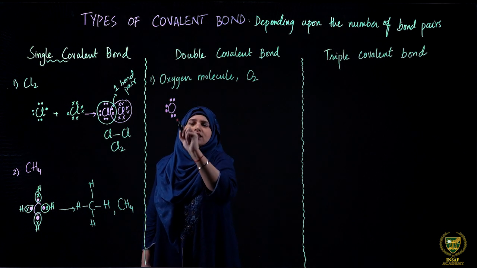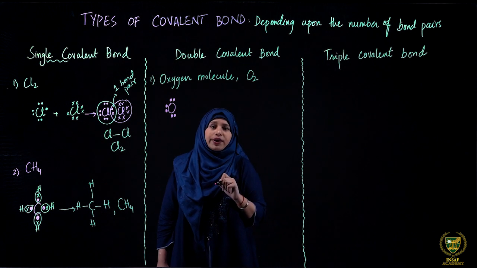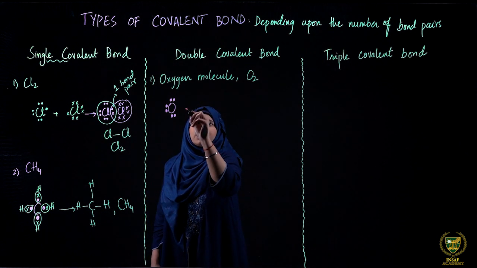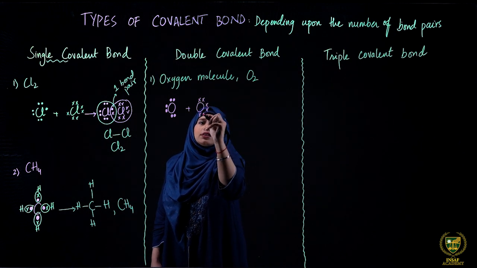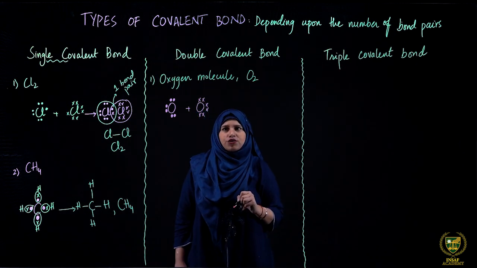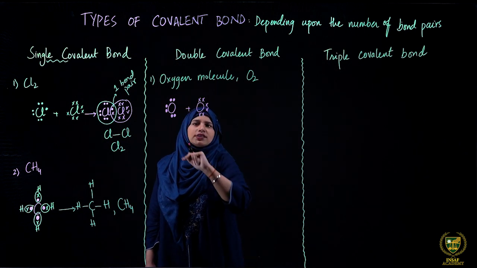Now you can see that space of 2 electrons is vacant. And if we look at another oxygen atom, it is also having 6 electrons. So space of 2 electrons is vacant.